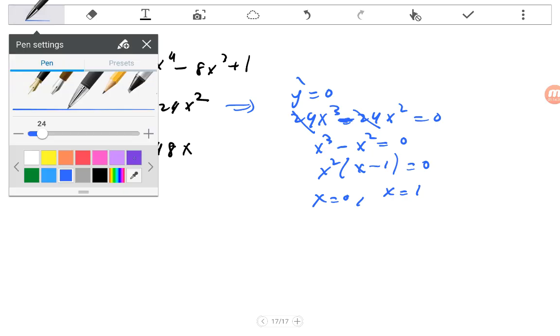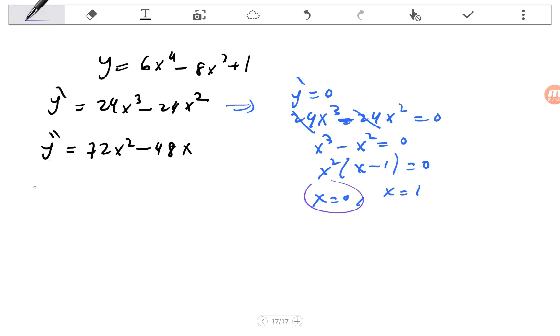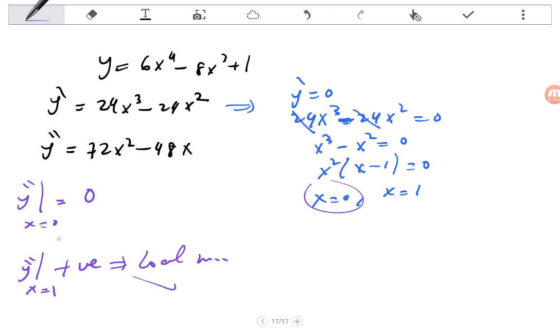So I'll just take each of these values and check y double dash at x equals 0 and y double dash at x equals 1. Y double dash at x equals 0 will be 0. Y double dash at x equals 1 will be a positive value, so this is a local minimum. Okay, but what about the 0? The test fails.